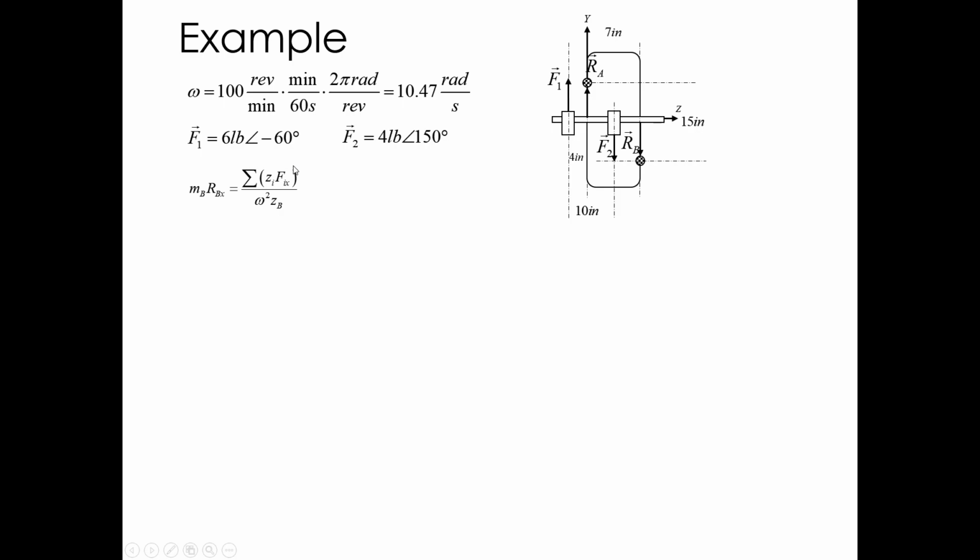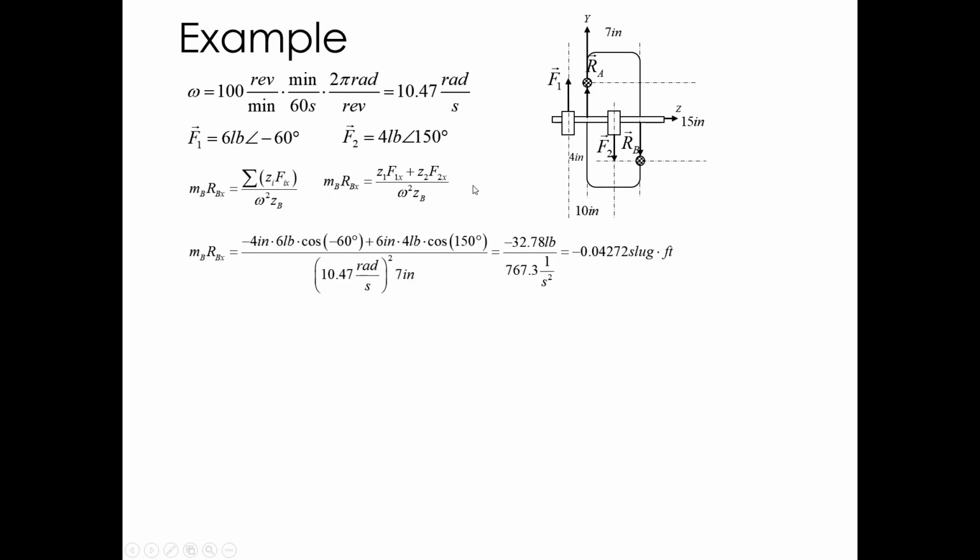We're going to do the moment first. So we're going to do the moment equations. We have two forces. So we're going to do the z coordinate for our first force times the x component, plus the z coordinate for our second force times the x component of that. All right, so the z coordinate for our first force is negative 4 inches. It is 6 pounds. We need the x part of it, so we want cosine of negative 60.